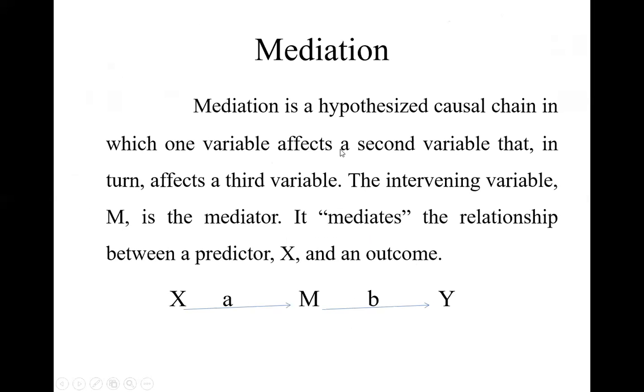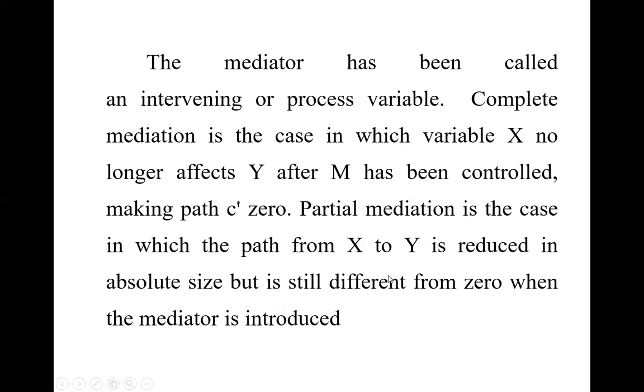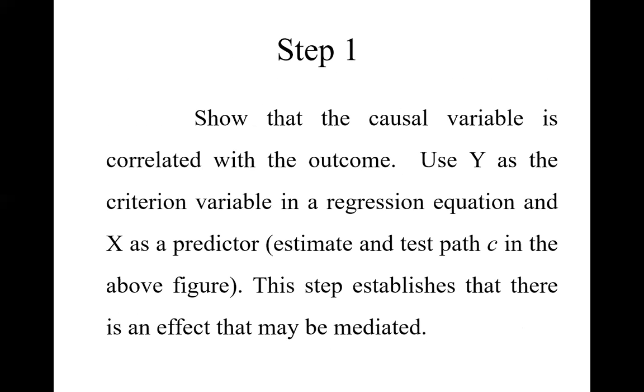Mediation is a hypothesized causal chain in which one variable affects a second variable, that in turn affects a third variable. The intervening variable M is the mediator. You can see it mediates the relationship between the predictor and the outcome variable. What is the predictor variable? X. The outcome variable is Y. Now see, the assumptions are all the same.